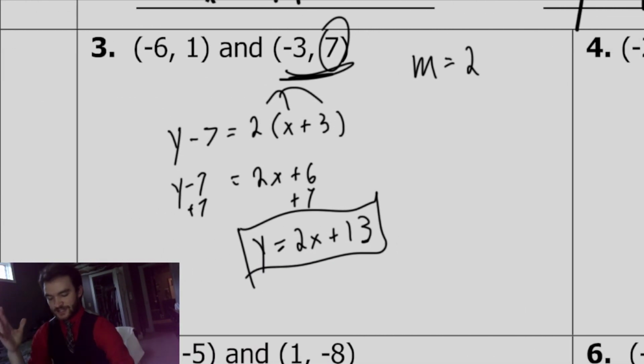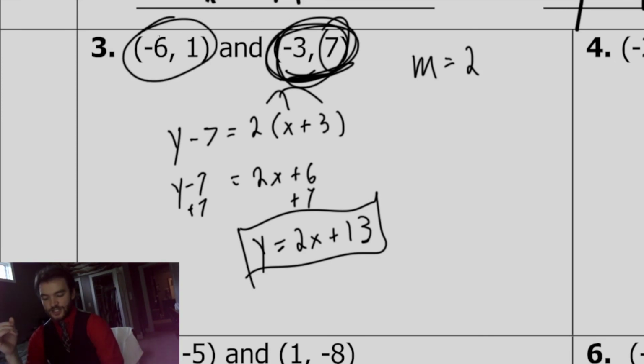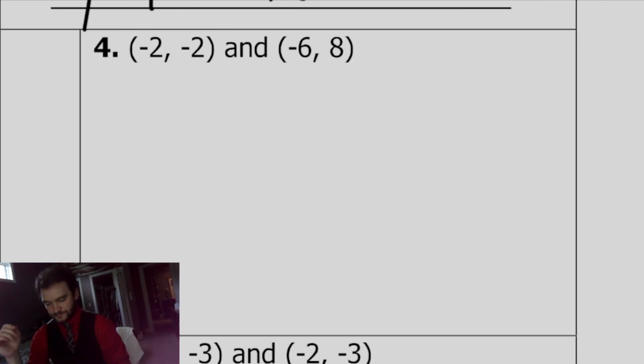Now, okay, so I can't stress this enough, right? If I decide to use y2 instead of y1, you just have to use negative 3 and 7. You can't go, I'm going to use 7 and negative 6. It won't work that way. I promise you that.